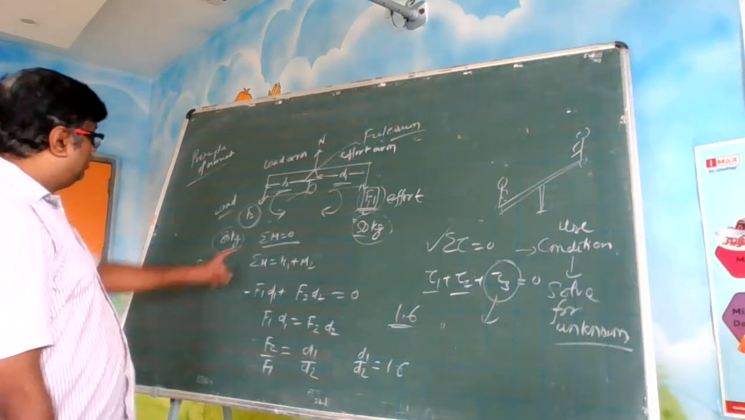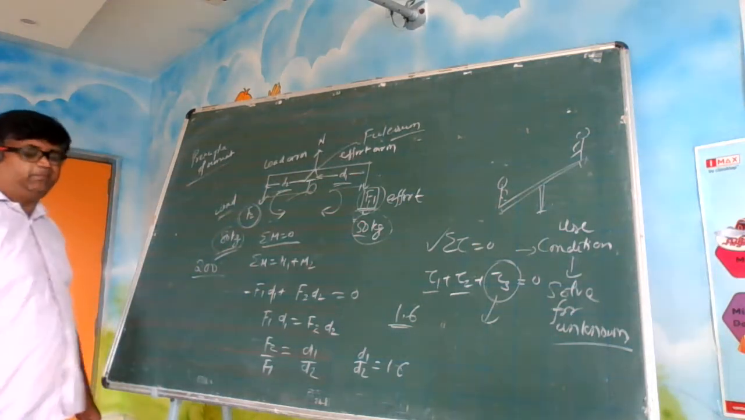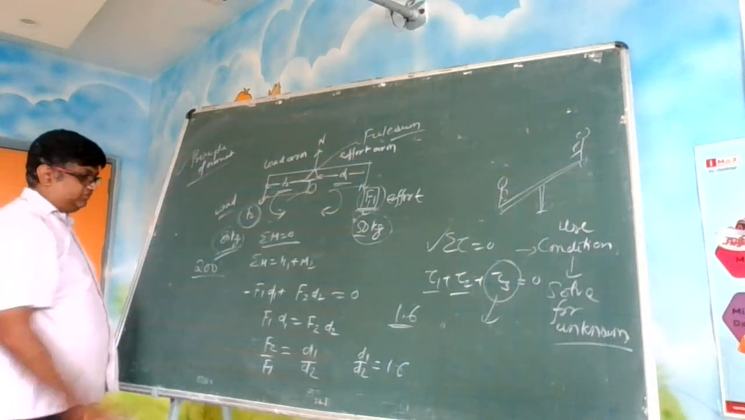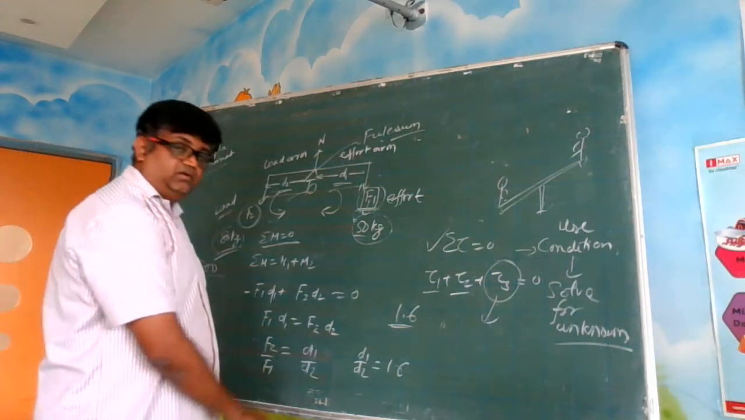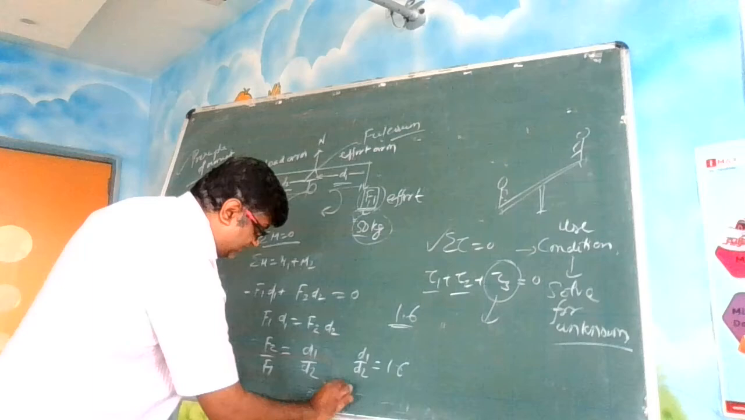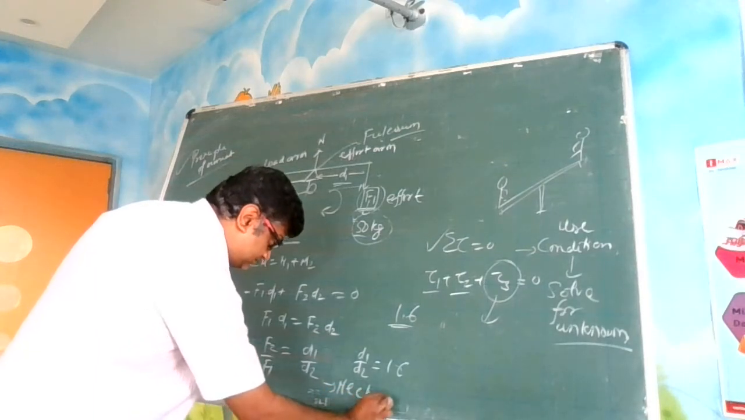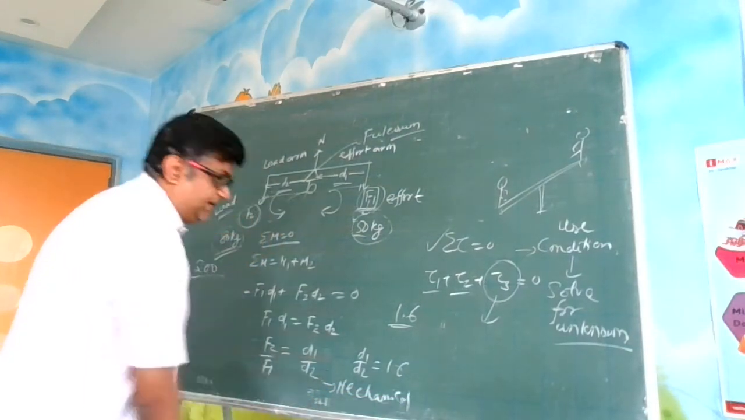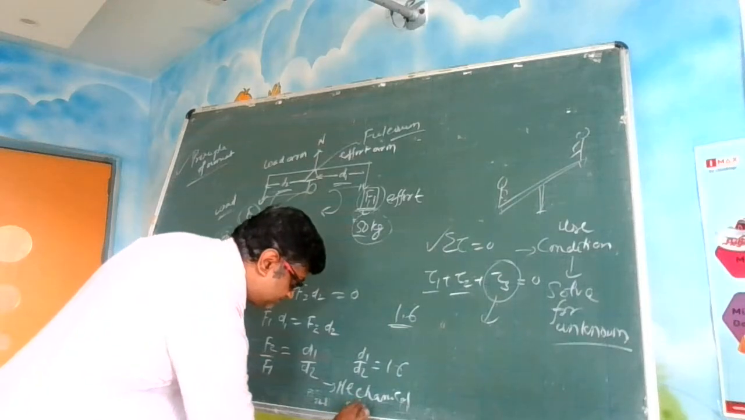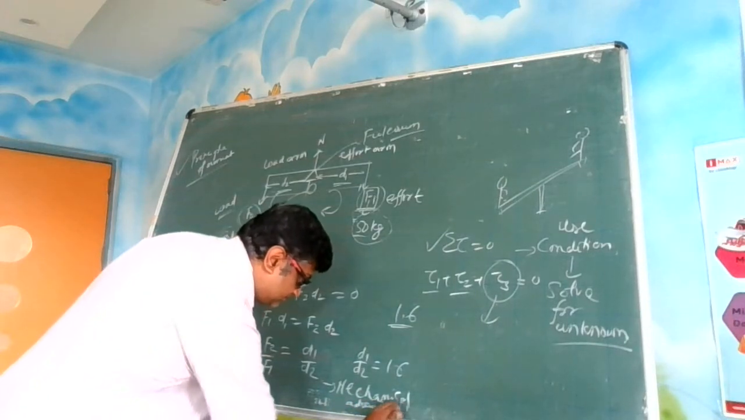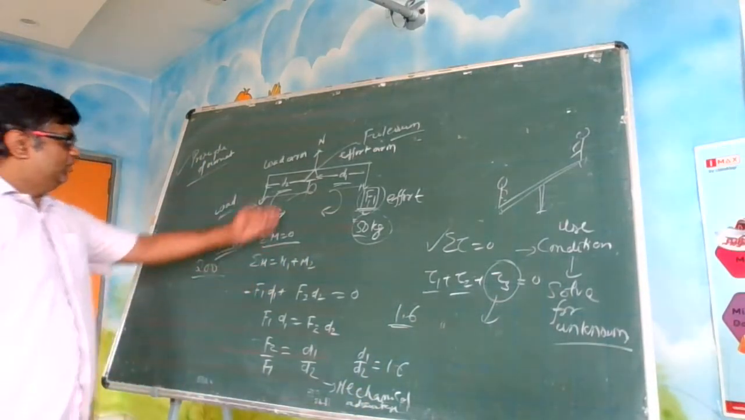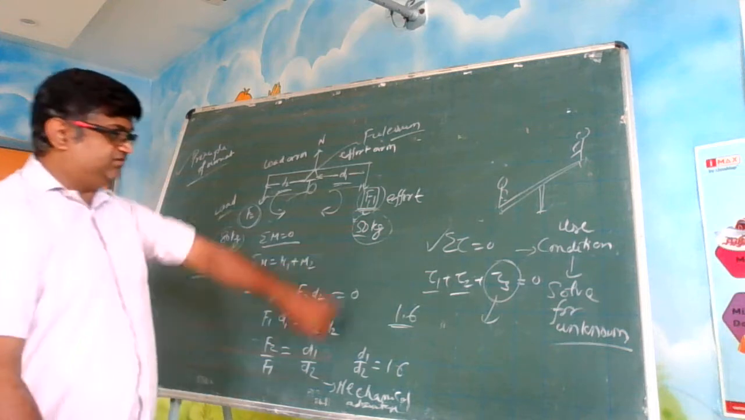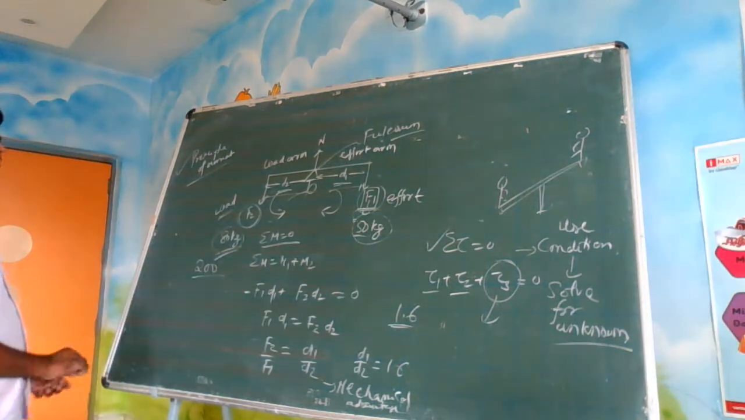Okay. So how did I achieve this? What principle did I apply? Principle of moments. So d1 by d2 is called mechanical advantage. You are using this fulcrum action to get this. Okay. So make a note of it.